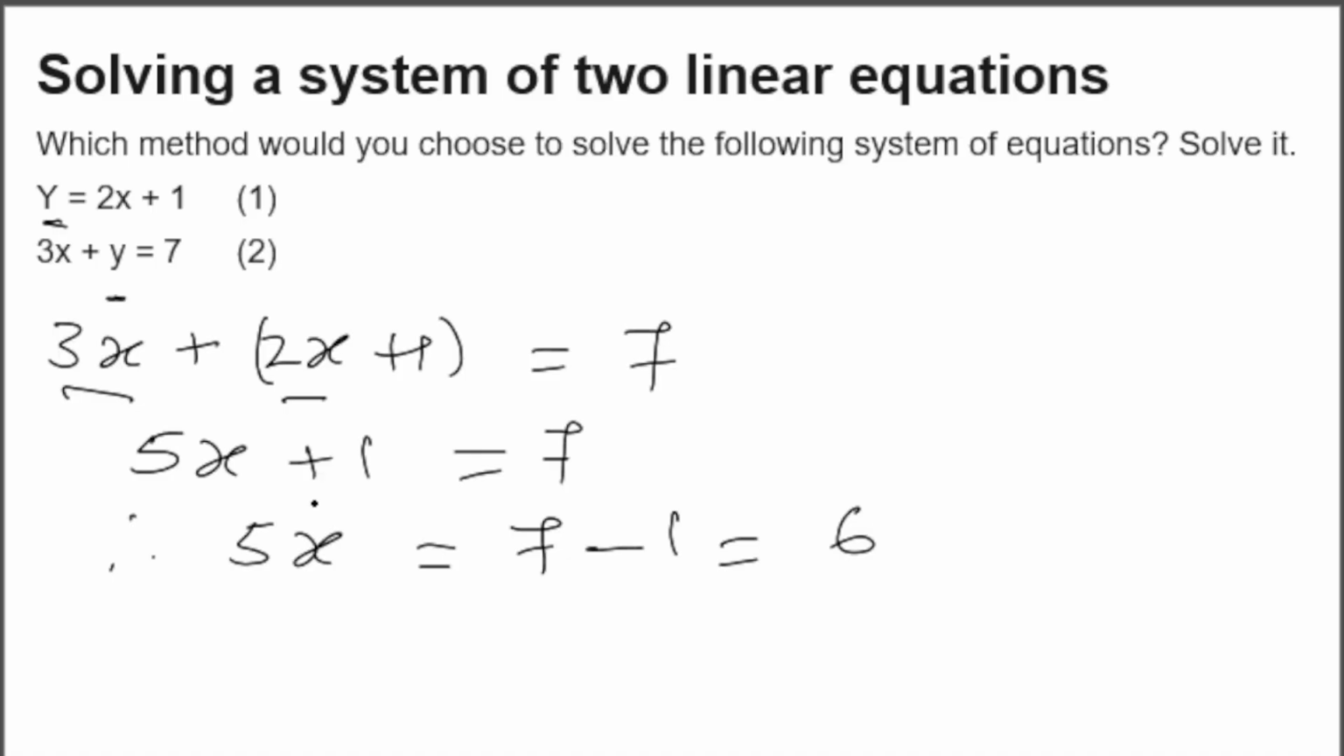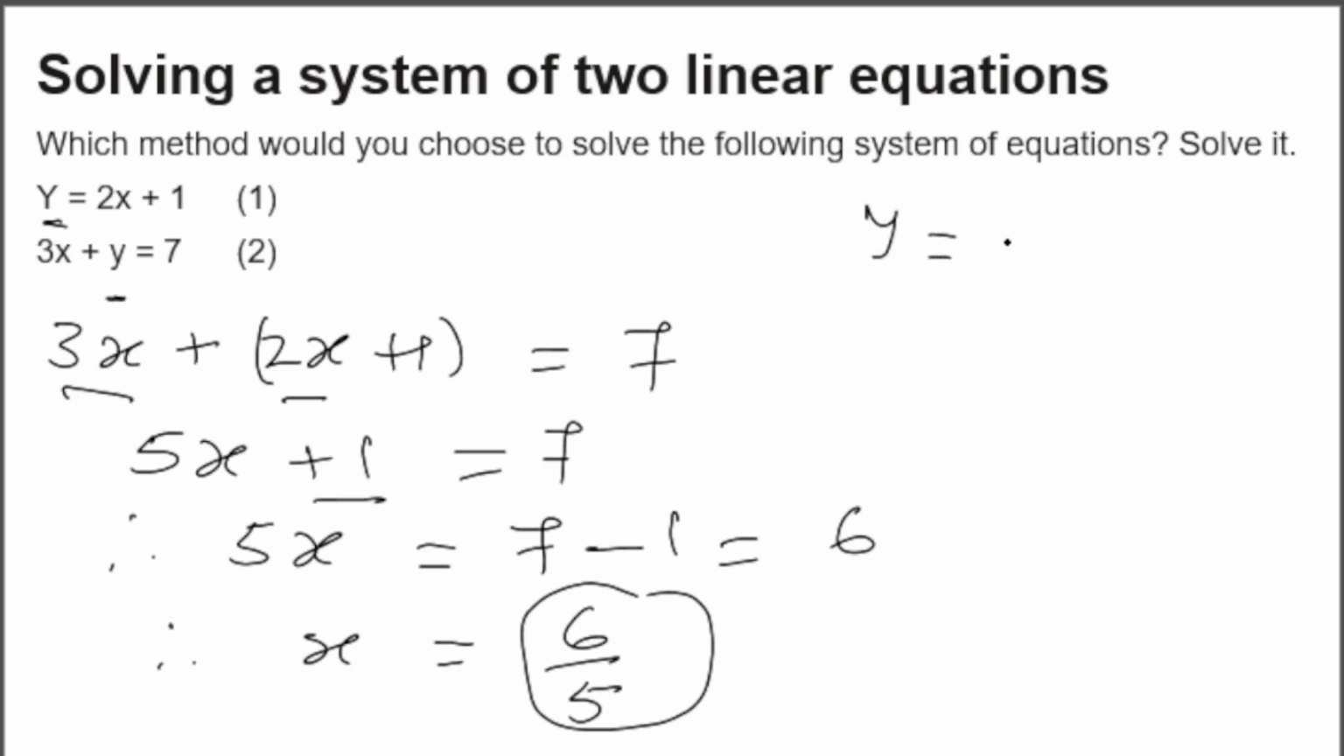We have shifted this 1 to the right hand side, and when we shift this 1 to the right hand side, the sign will be changed and it will be minus 1. Or you can say we have subtracted 1 from both sides. In the same way, in both methods, we will get 7 minus 1, that is equal to 6. Therefore, x is equal to 6 upon 5. So this is the value of x. So we have found one variable. And when we put this value into the first equation, we will get the value of y.